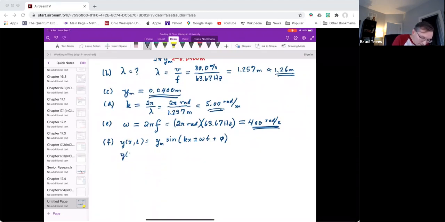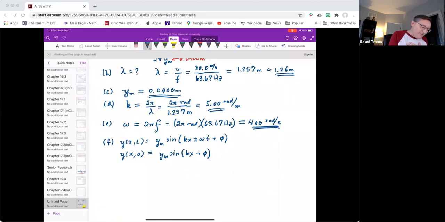So now I'm looking at the function y of x comma 0, because I'm going to plug in 0 for the t variable. And I'm left with y max sine of kx plus phi, right? I just set t equal to 0. All right, now I need to be able to look at my snapshot drawing of the wave, compare it with this function, and figure out the phi.